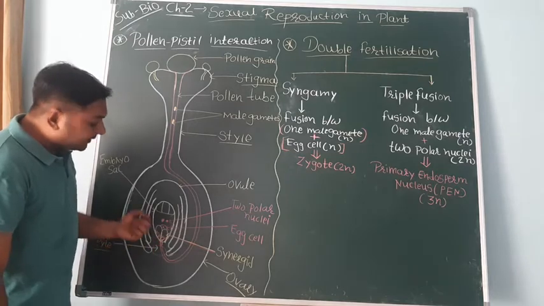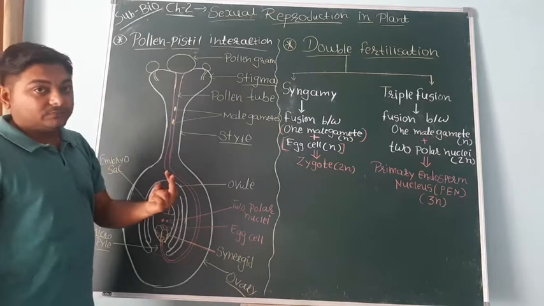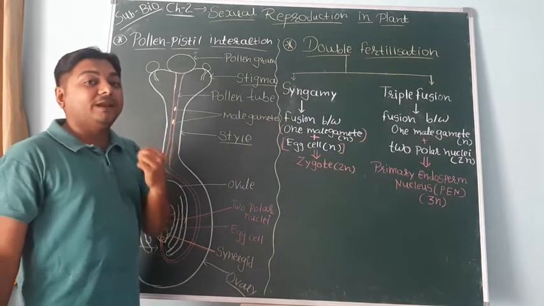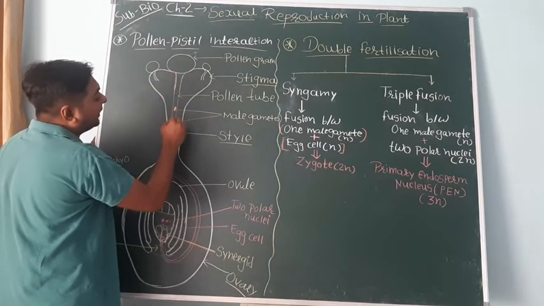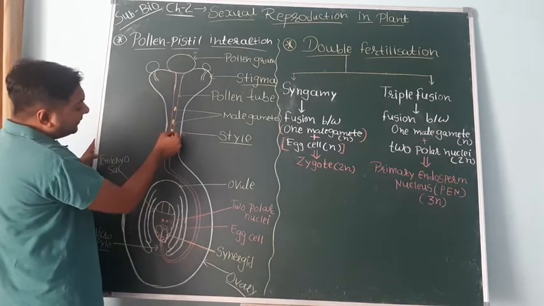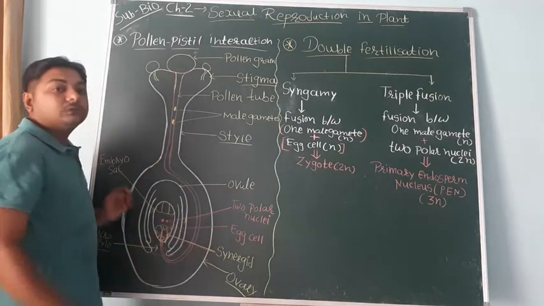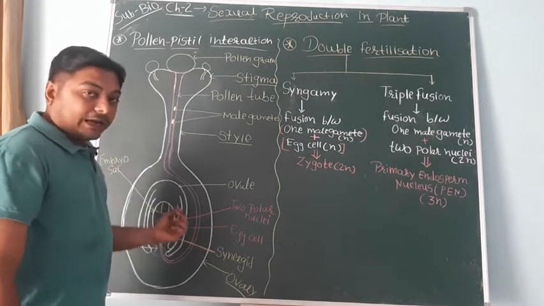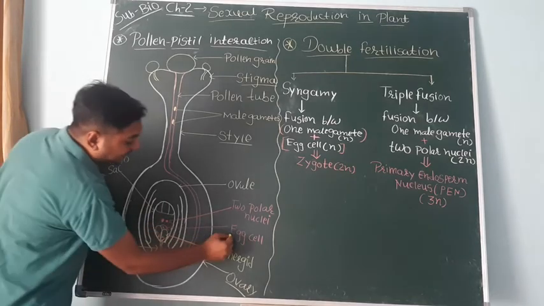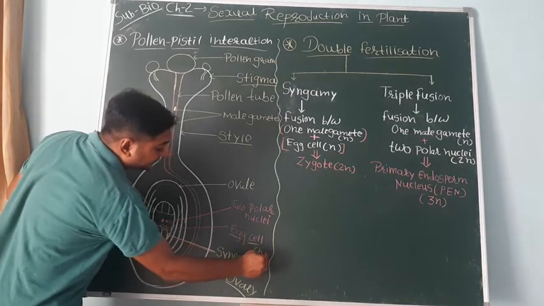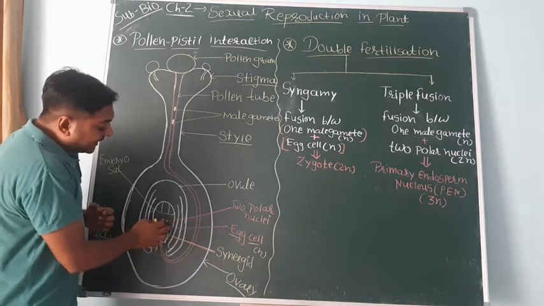After entering one of the synergids, the pollen tube discharges its two male gametes. All of you know a pollen grain has two male gametes. Here these are the two male gametes. Then the male gametes are transferred through the pollen tube into the ovule. After entering the ovule, they come close to the egg cell, which is the female gamete. The male gametes are released into the cytoplasm of the synergid and the central cell.